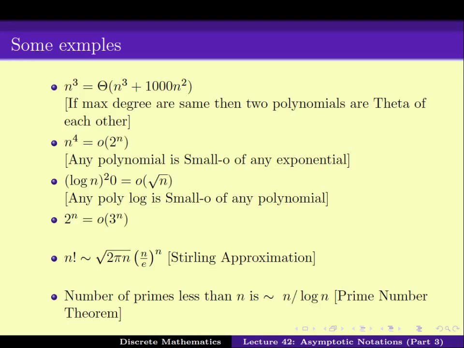And we also looked at asymptotic approximations to two useful things, particularly this first one, which is n factorial is asymptotically equal to square root of 2 pi n times (n by e) power n.